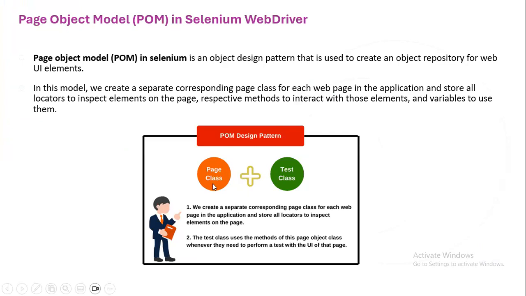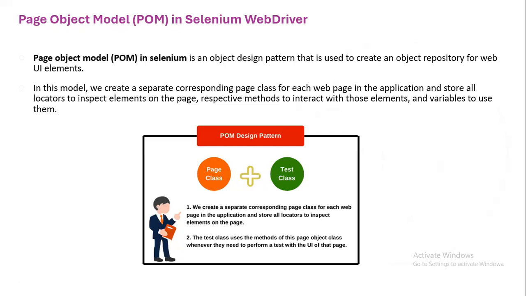So in this model, the page object model is nothing but a design pattern that we can use in Selenium to write a script. In this design pattern, we create a separate corresponding page class for each web page in the application, and this object will store all the locators to inspect elements on the page. And our test classes use the methods of this page object class whenever they need to perform a test with the UI of that page.